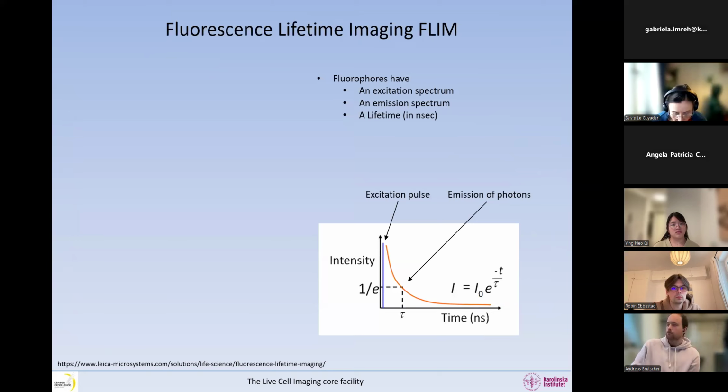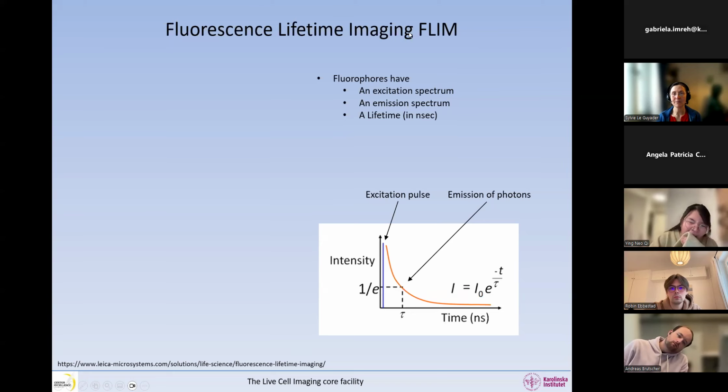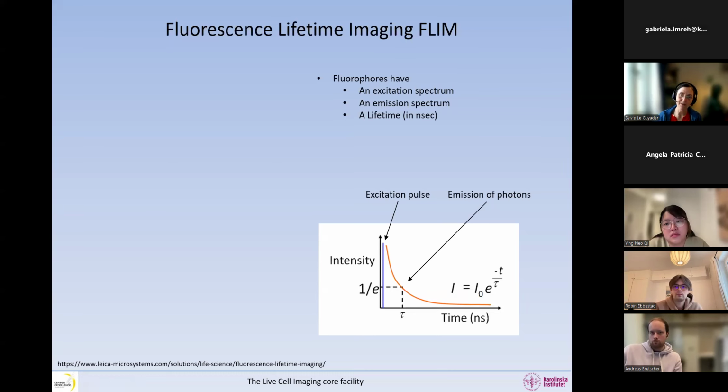So one more thing that I want to mention about fluorescence or fluorophores is FLIM. We have quite a few people this year who work with FLIM. FLIM stands for Fluorescence Lifetime Imaging. When we talk about fluorophores, we often talk about the excitation and the emission light, and this is what we are very used to. But actually, every fluorophore also has a lifetime, and this lifetime is measured in nanoseconds.